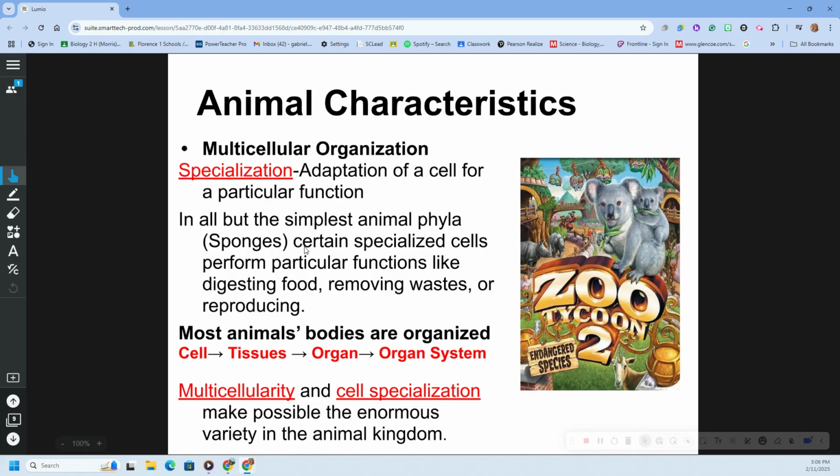And so a sponge is going to be an exception, like I said, to a lot of what we talk about. But all other animals have specialized cells, and those cells are grouped into tissues, and those tissues make up the organs of the organism, and then the organs make up an organ system. Okay, so the fact that an animal is multicellular and has specialized cells makes it possible to have the variety of the animal kingdom I mentioned before. So lots of different types of animals.